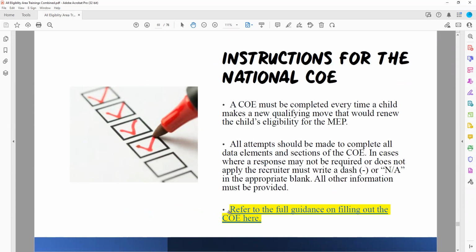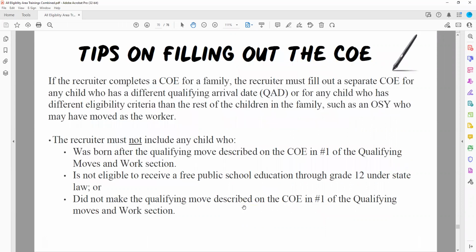There are a few things we wanted to remind you. There is a full guidance that you can go and read and really see the COE and be able to view that and read all the instructions. We're just going to talk a little bit about some comments that you need to put on there just as reminders. So we want to make sure that we're filling out all of the form. Some of you are going to be filling it out on a tablet. Others of you are still using the paper COEs. So just a few things to remember.